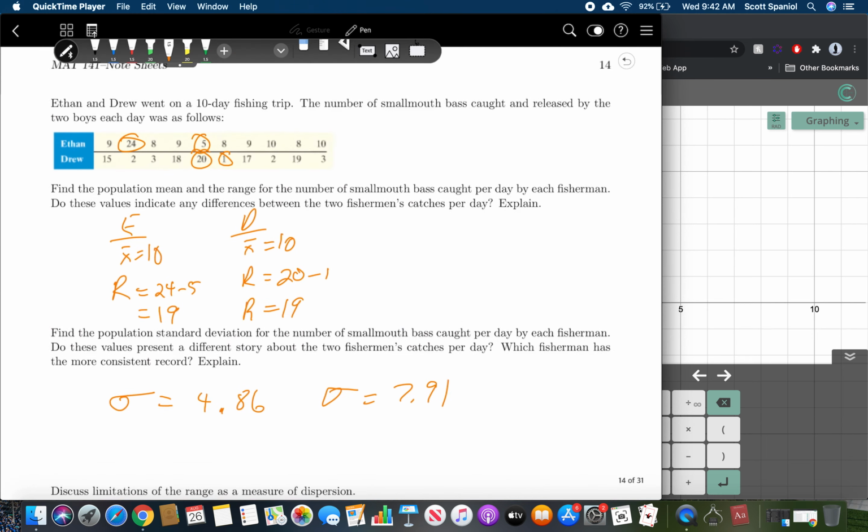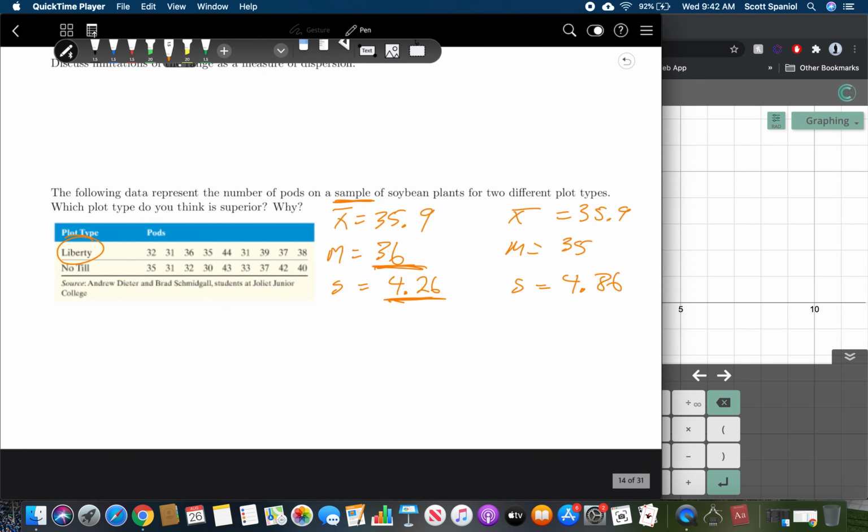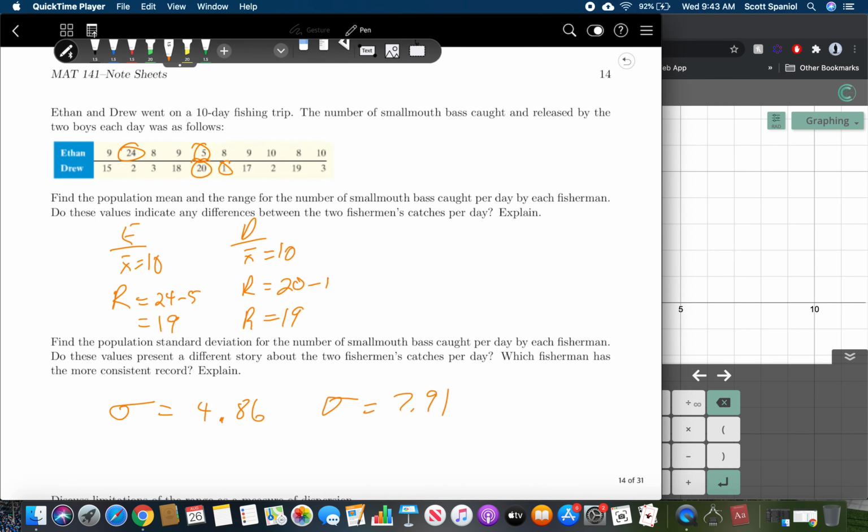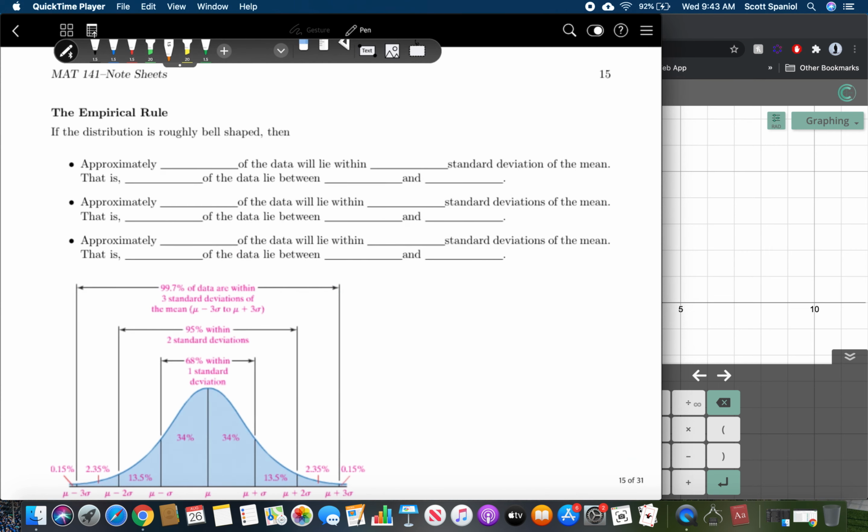Okay, so that's the idea. So that's how we can use these two options of technology to help us find standard deviations for data, which is how most likely I'm going to ask you to find these in general. So now that we've talked about this, let's talk about some uses of standard deviation. And the first of these uses is called the empirical rule.